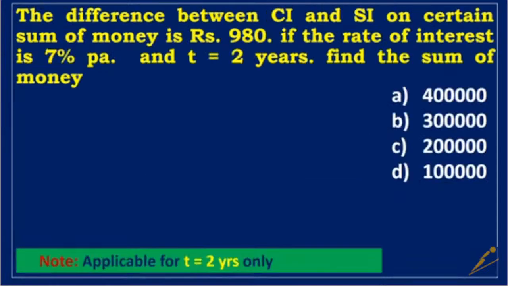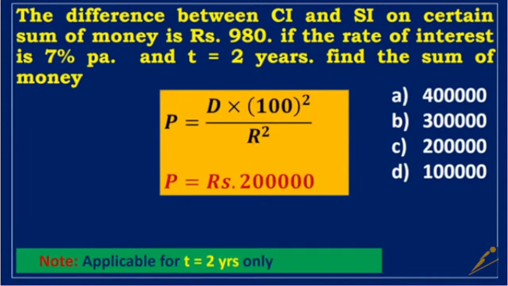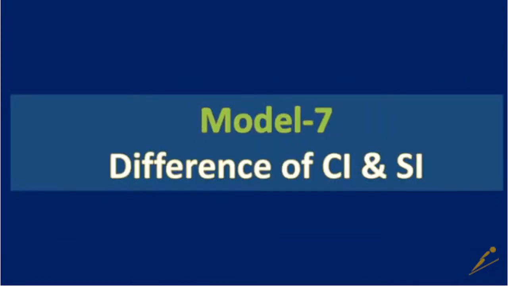Fourth example, the difference between compound interest and simple interest on a certain sum of money is 980 rupees. If the rate of interest is 7% per annum, and time equals 2 years, find the sum of money. We can solve this problem using the formula method. The principal is equal to the difference between CI and SI into 100 square divided by the rate of interest square. Substituting the difference between CI and SI and the rate of interest gives us the required principal, which is 200,000 rupees.